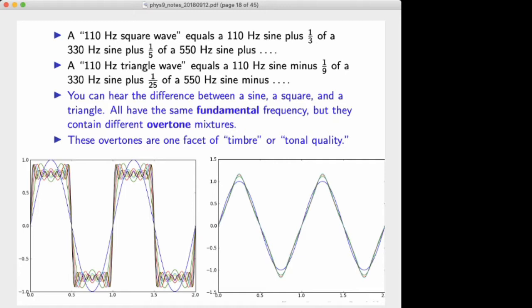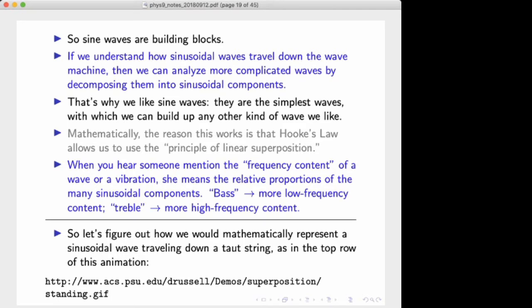They're the same fundamental frequency, but they have different mixtures of overtones. And different mixtures of overtones are one facet of what you would call timbre, or tonal quality, in a musical instrument. So that's kind of what makes one musical instrument sound different from another musical instrument playing the same frequency. It's how much of the different frequency content you get. I mean, there are other details too, but that's a significant part of it.